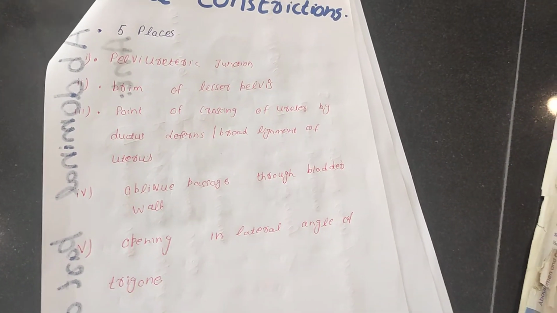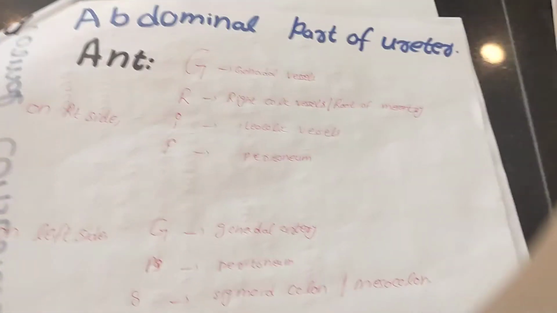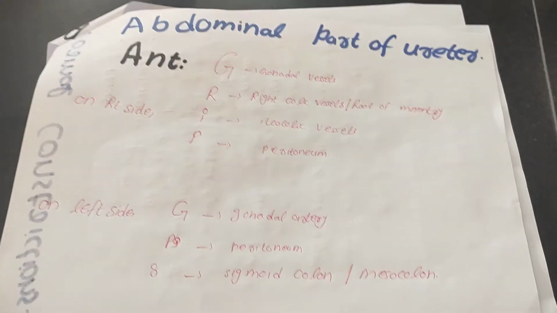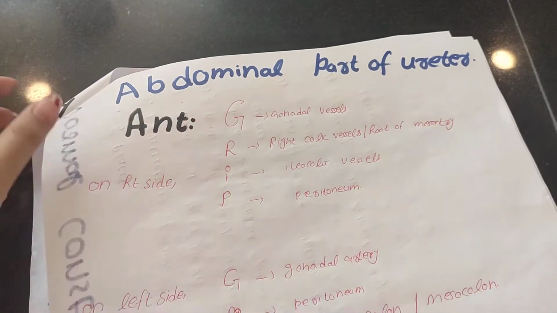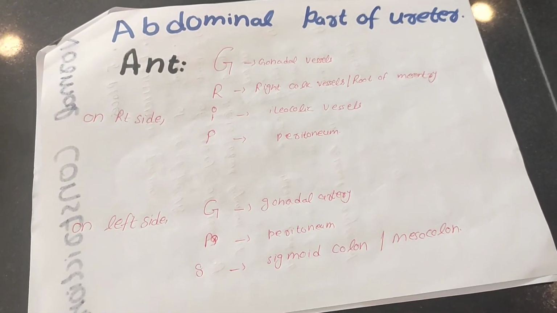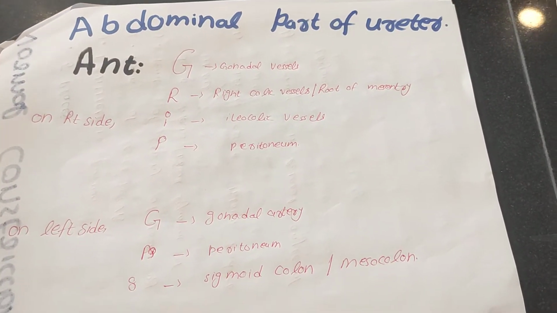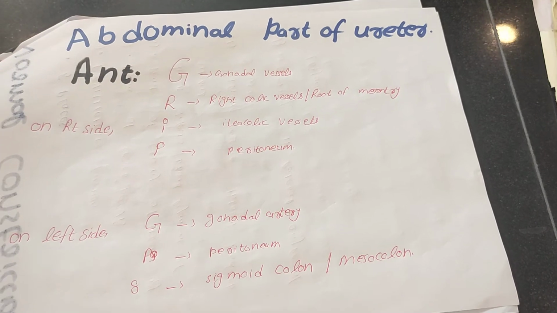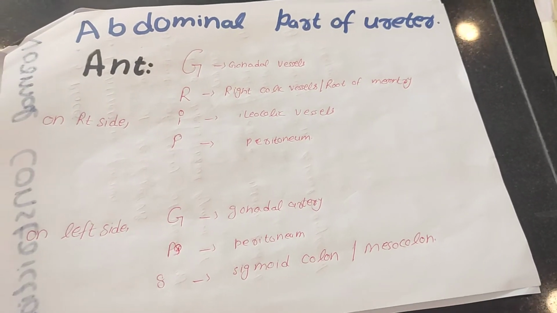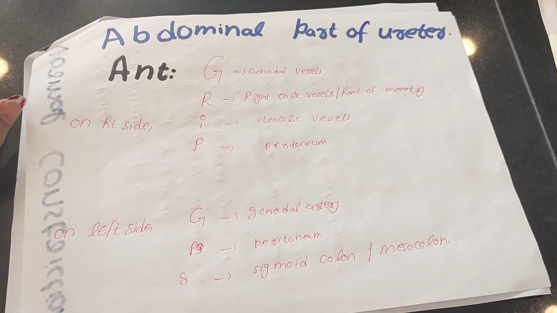These are the places. After that comes the most important part, the relations of the ureter. You need to write down these mnemonics in your books. First of all, we are going to study the relations of the abdominal part of the ureter. Unfortunately, we do not have a model, or they do not make such delicate models that can show all the relations of the ureter. So the best way for you is to make mnemonics to remember them.